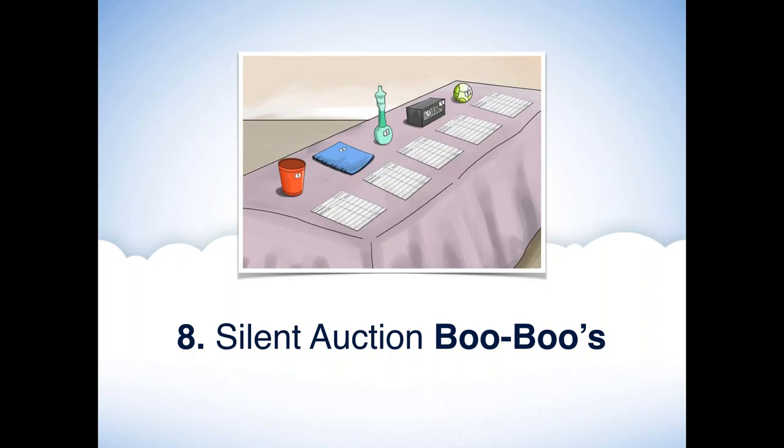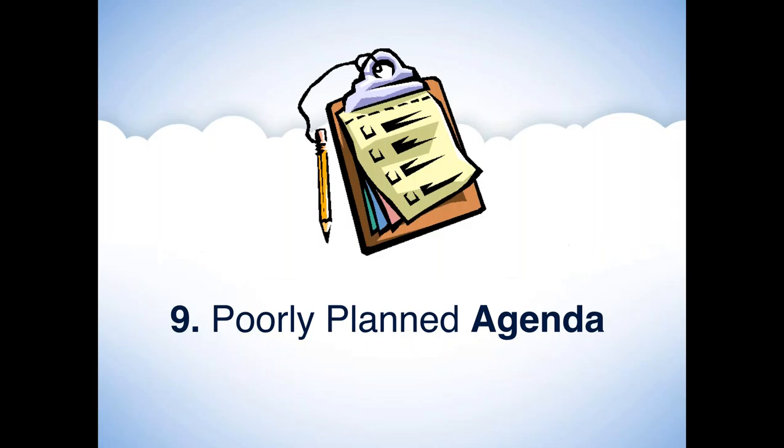Putting cheap items in your silent auction, the embroidered ball caps and the logoed coffee mugs and stuff, I just think that takes away from everything. So anyway, long list of boo-boos. We don't have time to get into a bunch of them, but again, the resources are coming up here at the end for you. I want to talk about deadly sin number 9, and that is a poorly planned agenda.